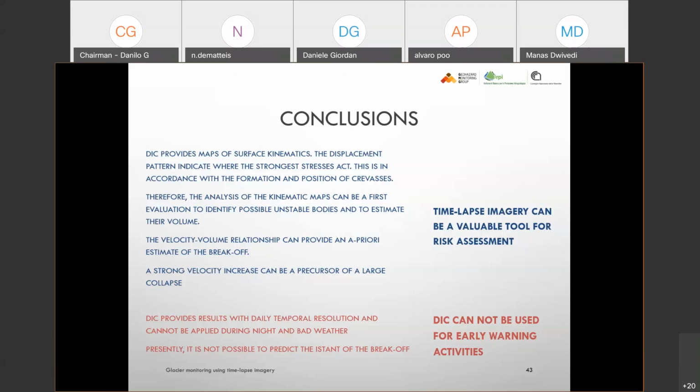And therefore, the digital image correlation and in general the time-lapse imagery cannot be used for early warning activities. So there are these two elements that have to be taken into account. Risk assessment, yes, but early warning, no. And these are two activities that it is important to maintain separated.